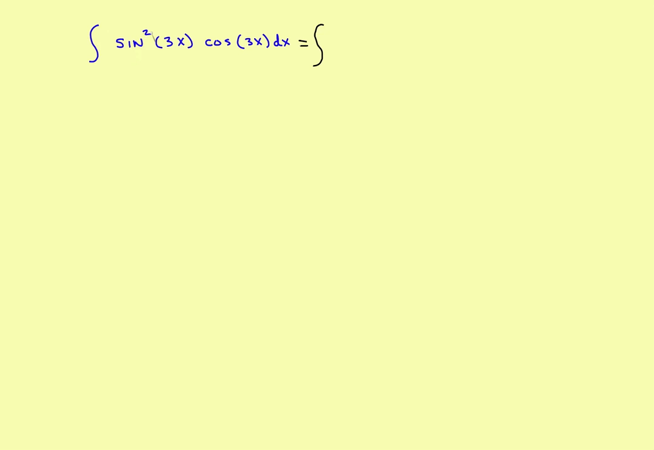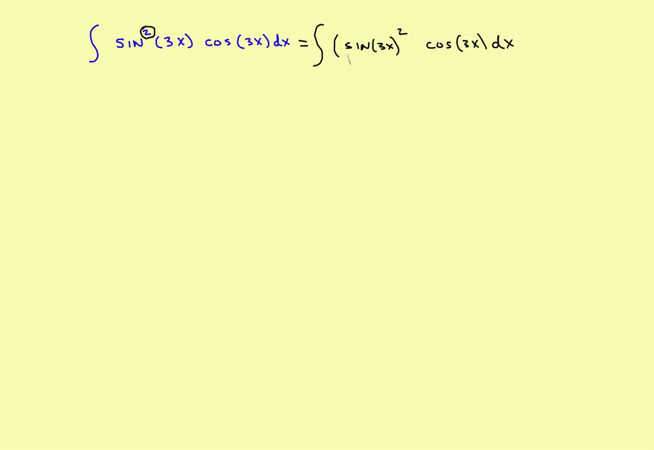Rather than having it be the sine squared of 3x, I'm going to write it like this: the sine of 3x, the entire thing squared. So take the 2 from here and move it to the outside, so it's the entire thing squared. Then times the cosine of 3x dx.